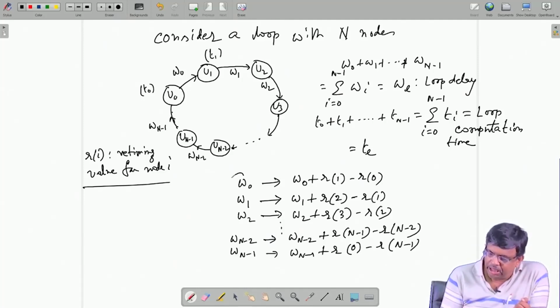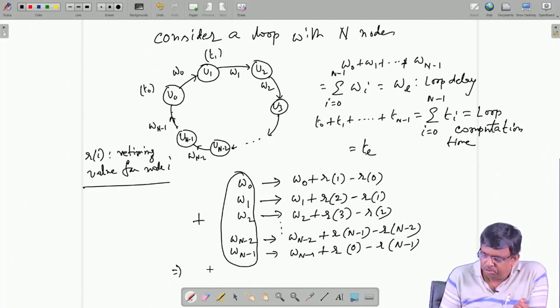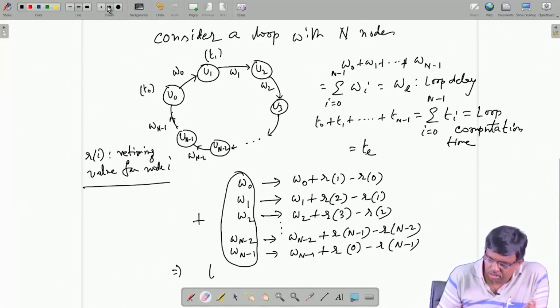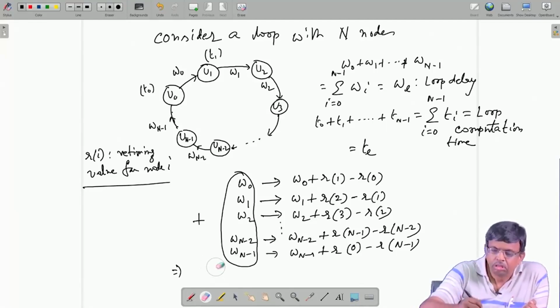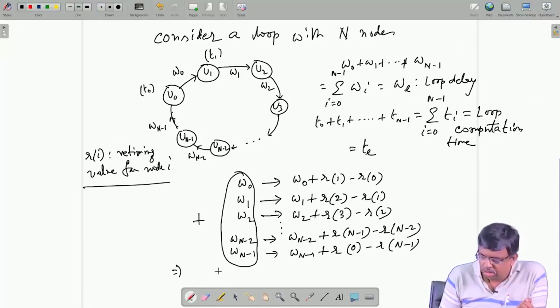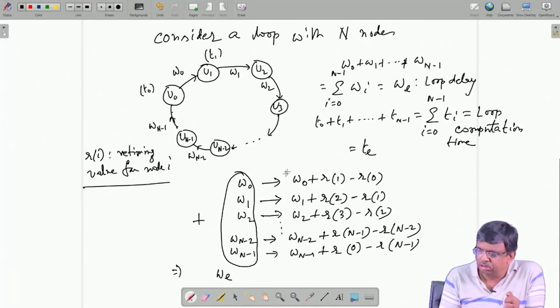Now, if I add these, I get the total delay in the loop, that is WL, and on this side, that is before retiming, total loop delay is WL. After retiming, these are the delay values, this is the new delay, they are all greater than 0, by the way.